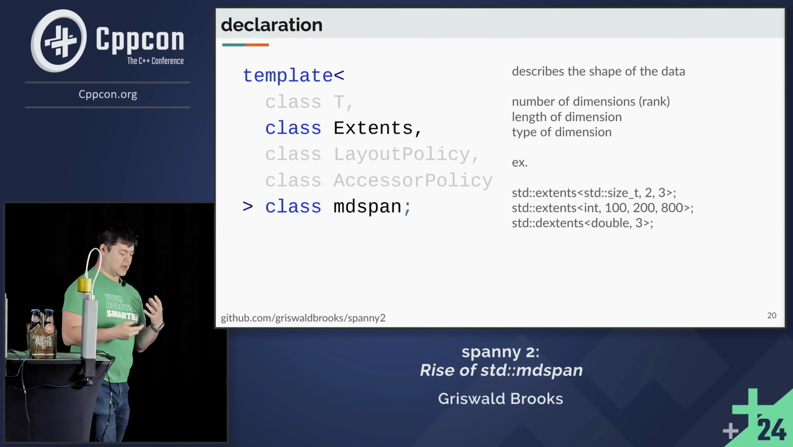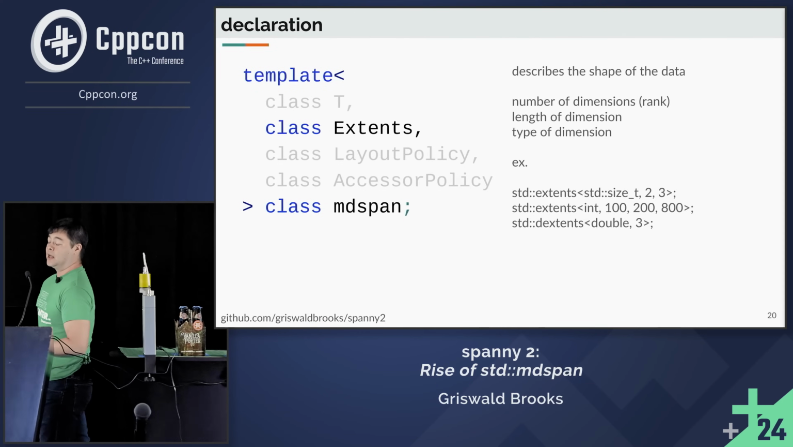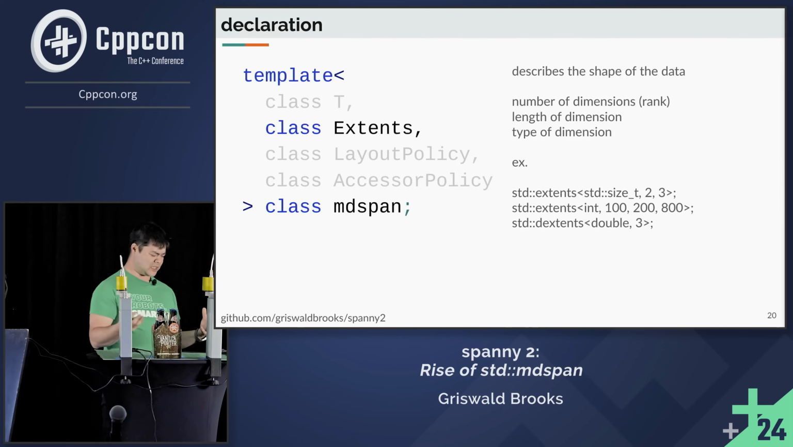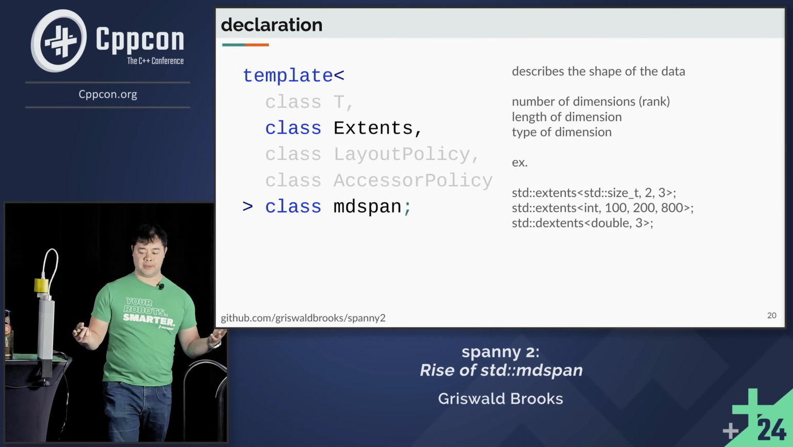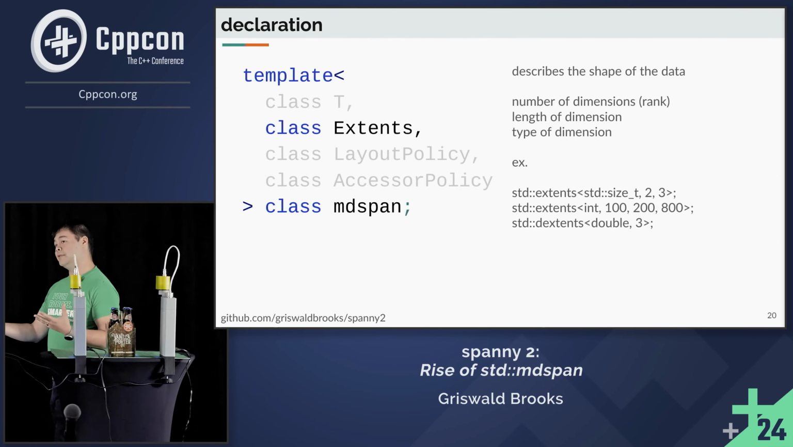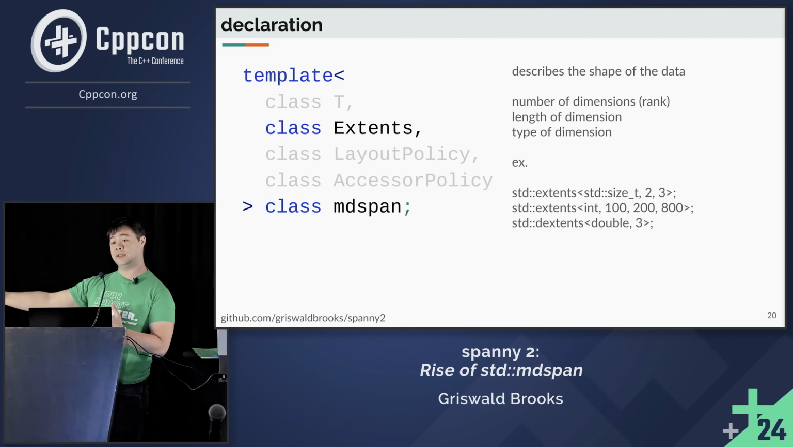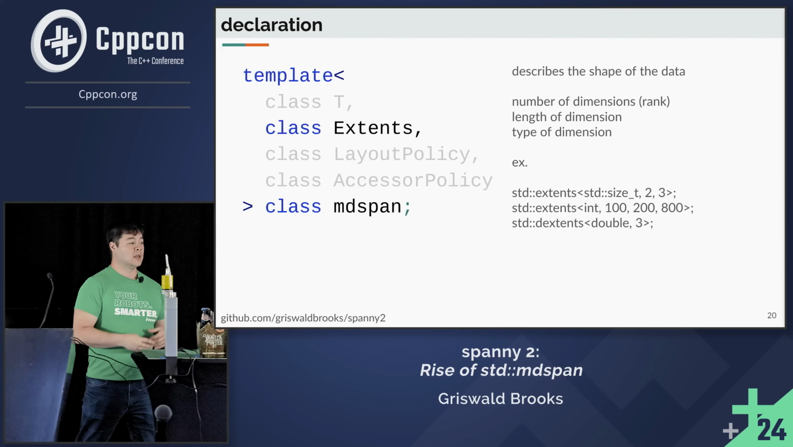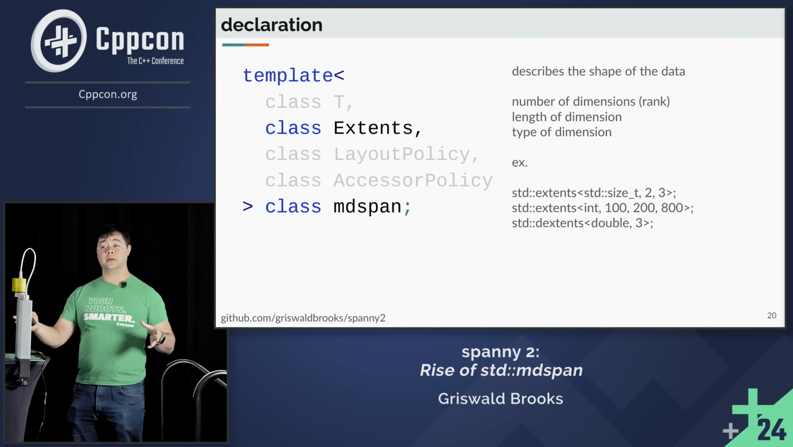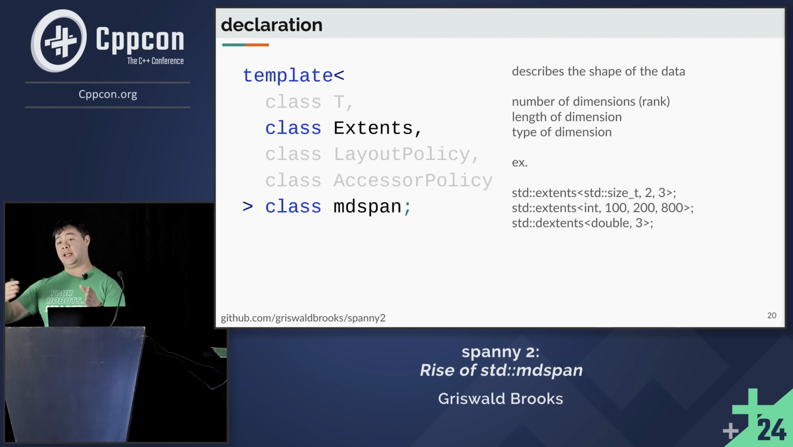The extents has a couple different parameters to it, right? First of them is the number of dimensions that there are. This is called the rank. Then the length of each one of those dimensions, and then the type used to represent that dimension. So a couple examples, right? First one might be, I'm going to describe some data that is 2x3, and I'm going to use a size_t to represent those dimensions. So that means there are 2 elements in one dimension, and then 3 elements in the next dimension. Next one, I might have something that's 100 by 200 by 800, and I might want to use an integer to represent that because I'm going to do some sort of math with it. Those are 100 elements, 200 elements, and 800 elements.